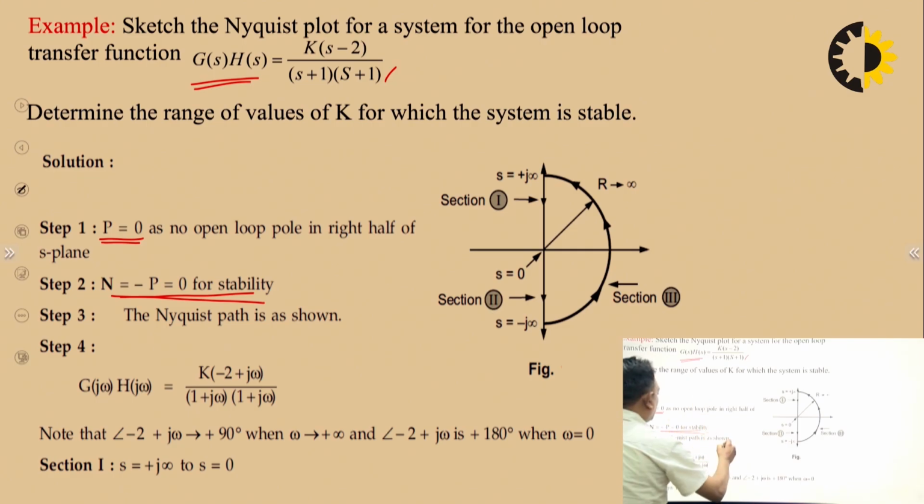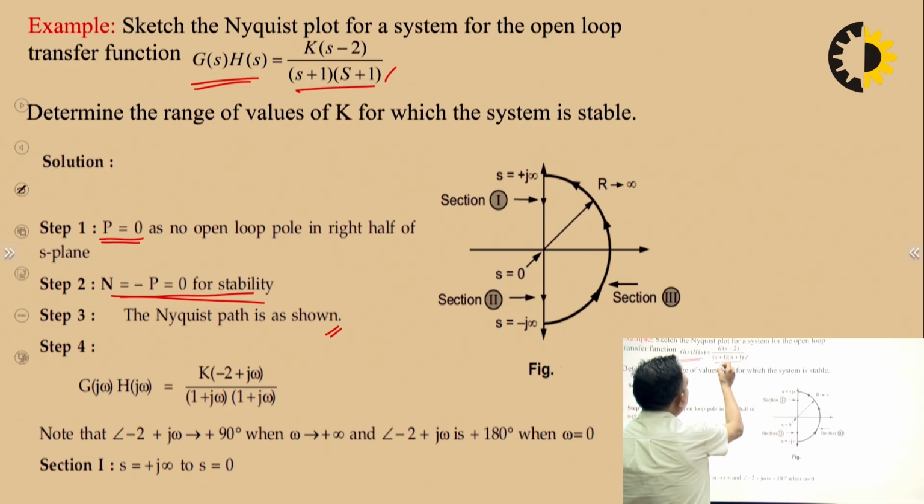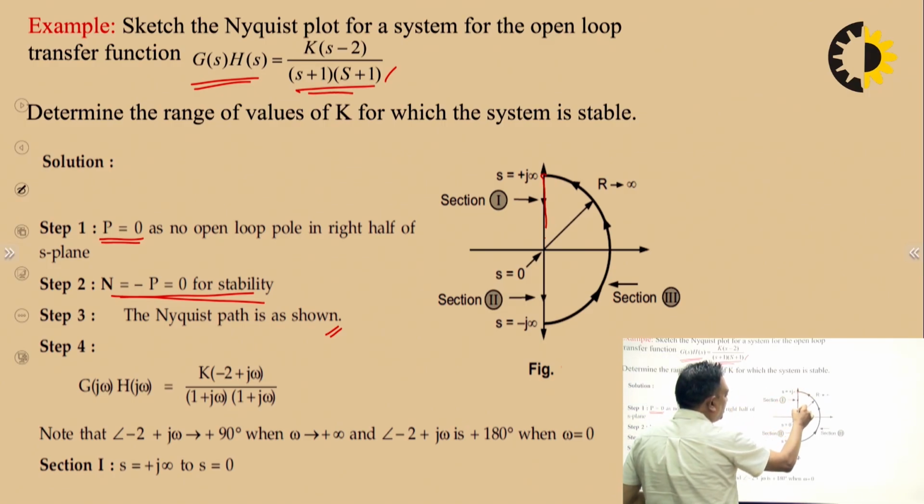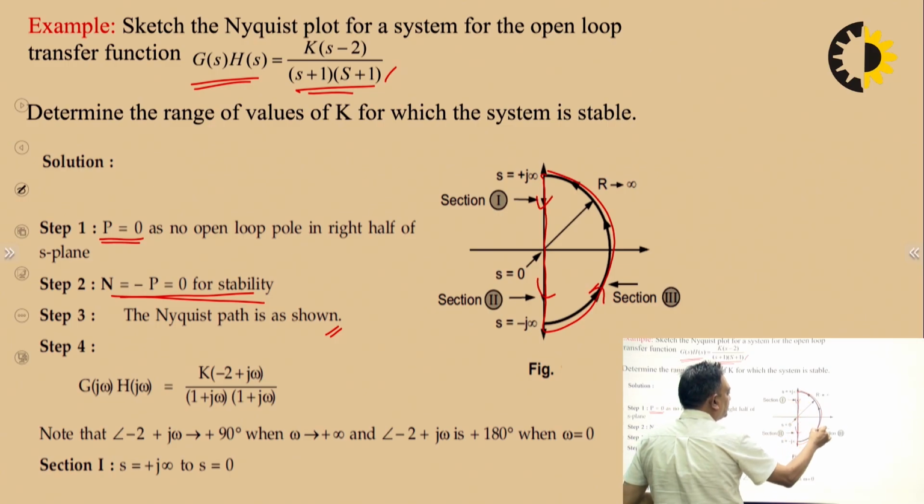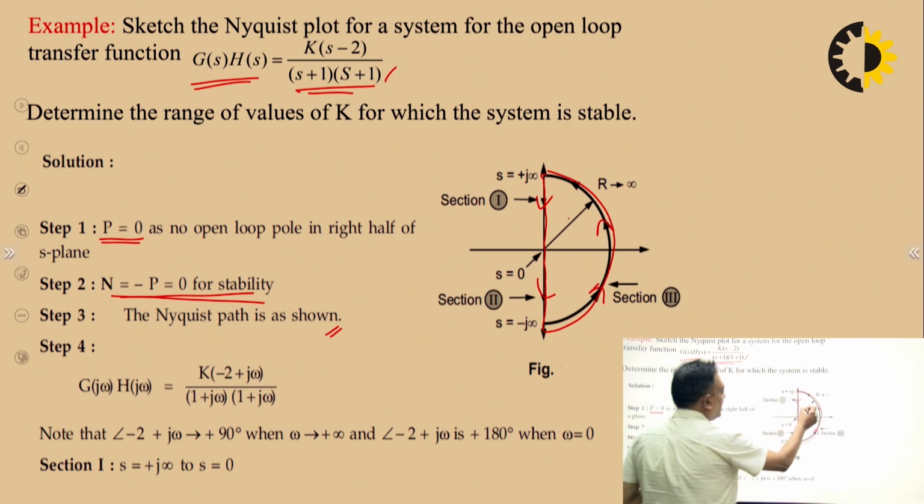So now first we will draw the Nyquist path. The Nyquist path will be like this. There is no pole at origin, so this Nyquist path will be a complete path like this. It will start from here to here and it will again cover the entire right half of the S plane. And this is the radius r tends to infinity.